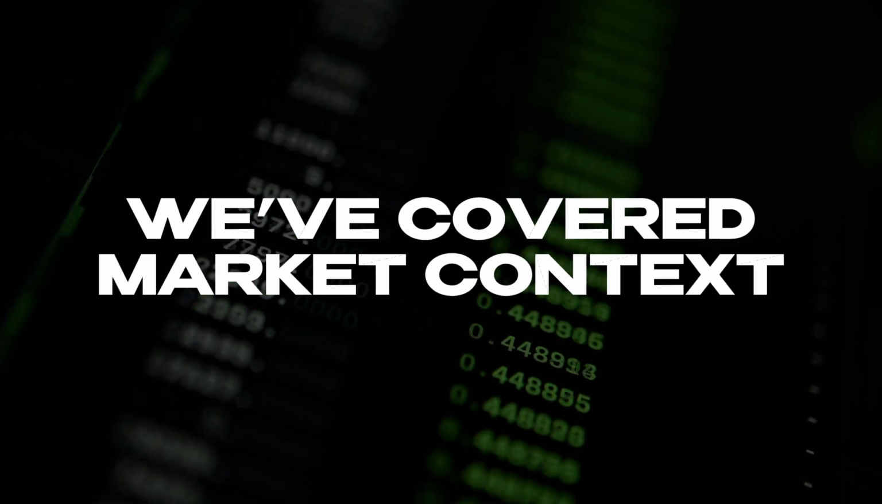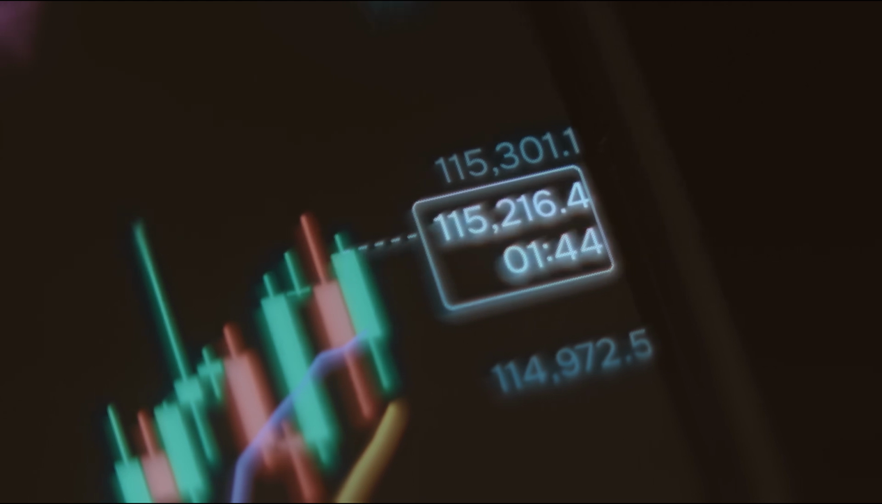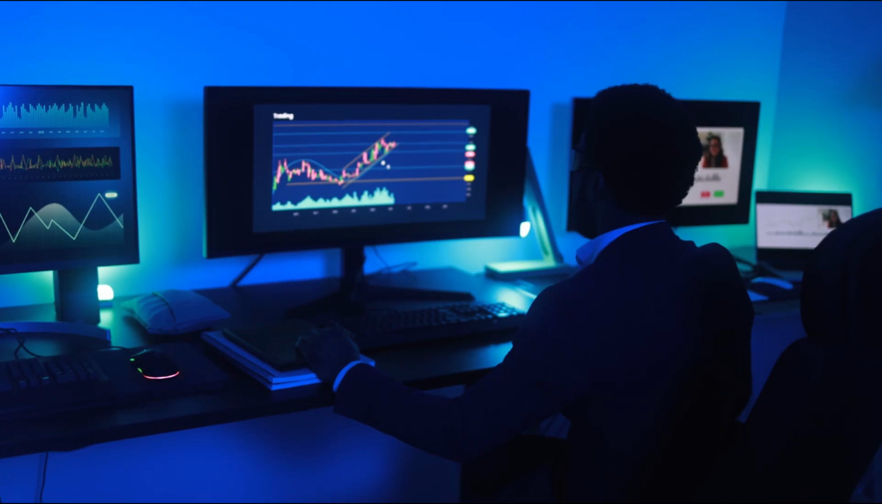We've covered market context, levels, and patterns. Now it's time to put everything into a system. That system is called a setup, a set of clear rules for entering a trade.